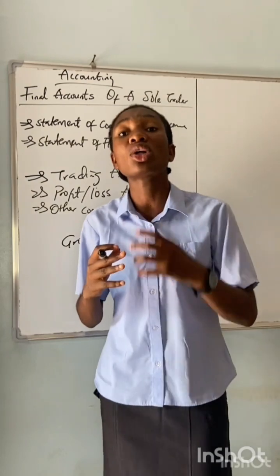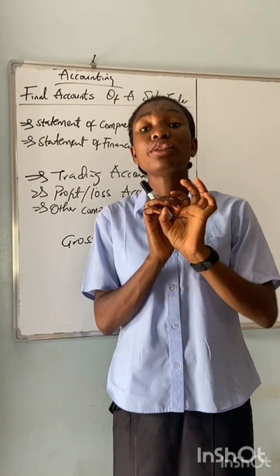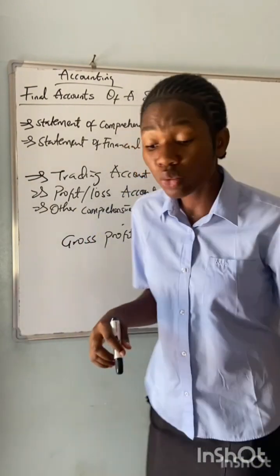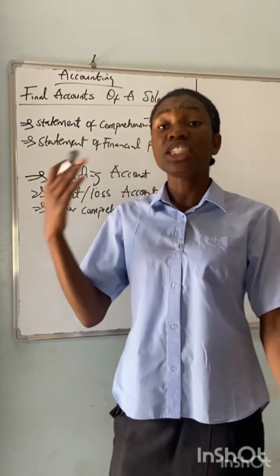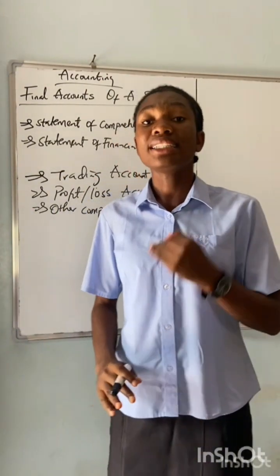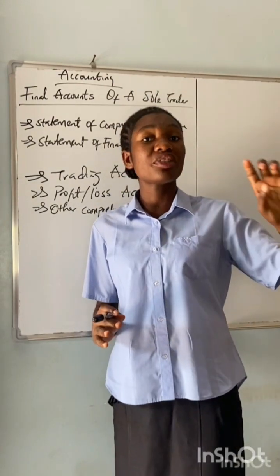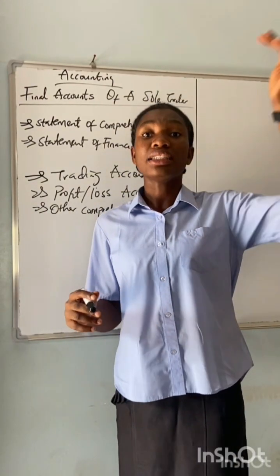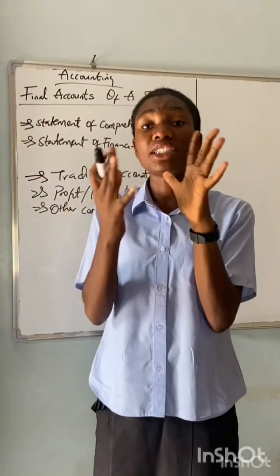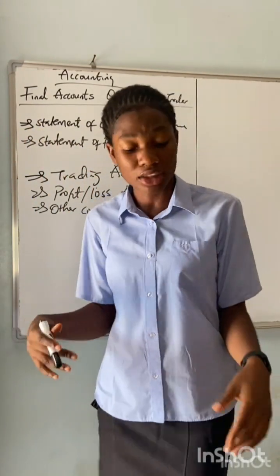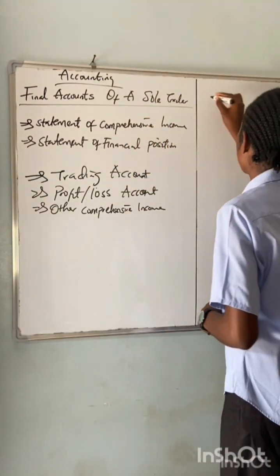That's why it is called a trading account. It only reviews the gross profit. So quickly, I'm going to be showing us the format of the trading account in this session. In the next video, we'll be looking at the profit and loss account, and thereafter the comprehensive income. That means I'll be merging them together for better understanding. So this is the format of a trading account.